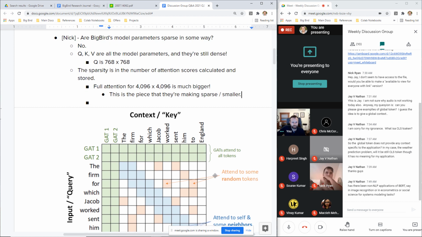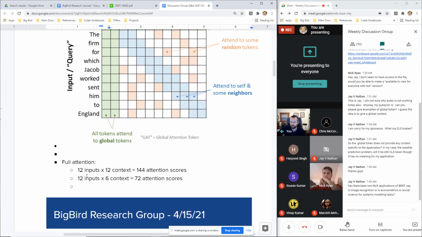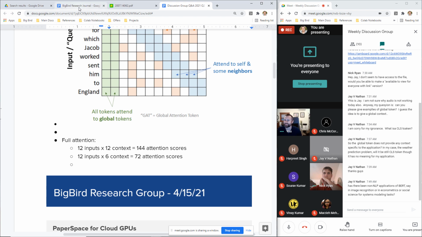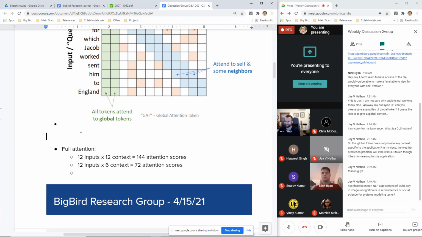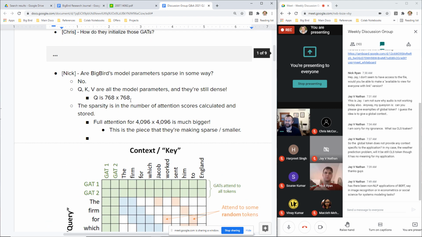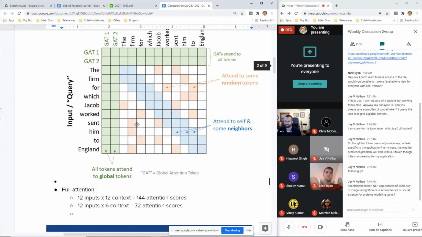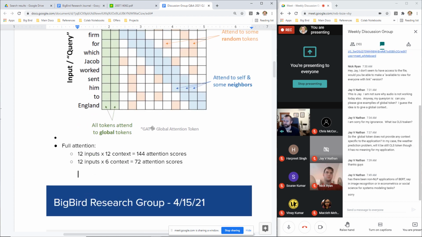Cool. So Jay, has there been non-NLP applications of BERT? I guess I should ask any other BERT questions before we move on. Those are some good ones. I'm glad to get to add those. I think those will be some good clarifications for the tutorial. But all right, let's go on to whatever you guys want to talk about. We've got like 10 minutes.